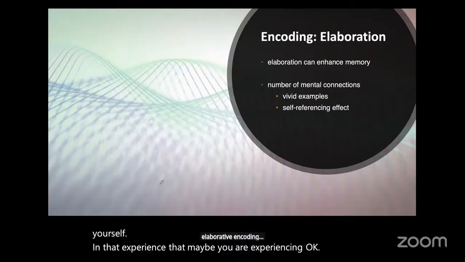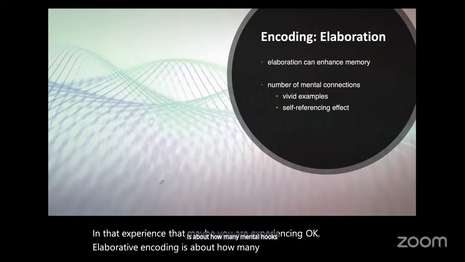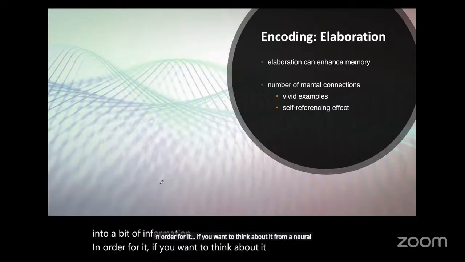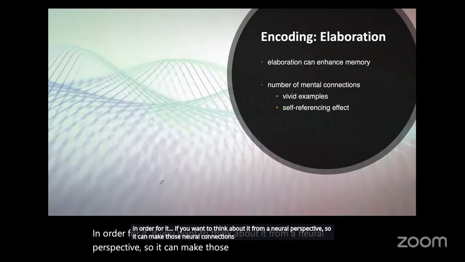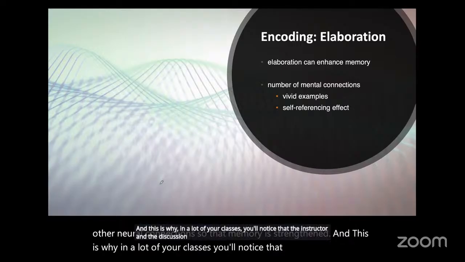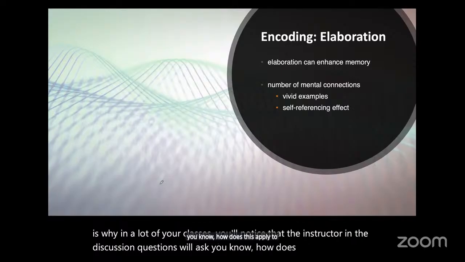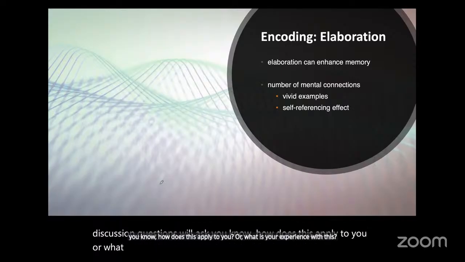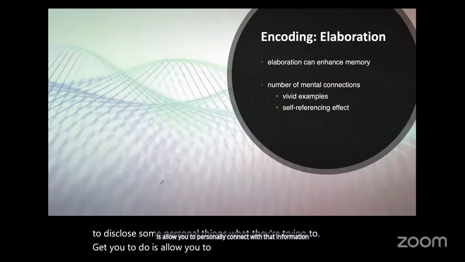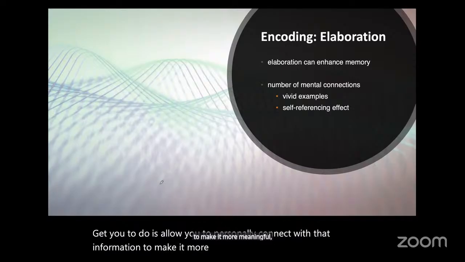Elaborative encoding is about how many mental hooks you can put into a bit of information, if you want to think about it from a neural perspective, so it can make connections with several other neural connections so that the memory is strengthened. And this is why in a lot of your classes, you'll notice that the instructor in the discussion questions will ask you, how does this apply to you? Or what is your experience with this? They're not trying to get you to disclose some personal things. What they're trying to get you to do is personally connect with that information to make it more meaningful and more useful, and you'll remember it easier.